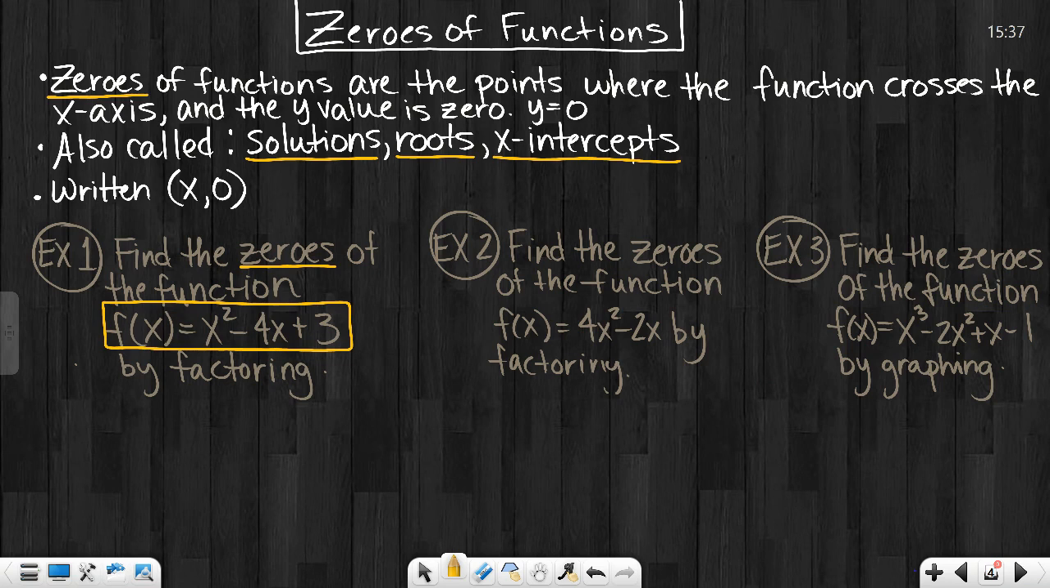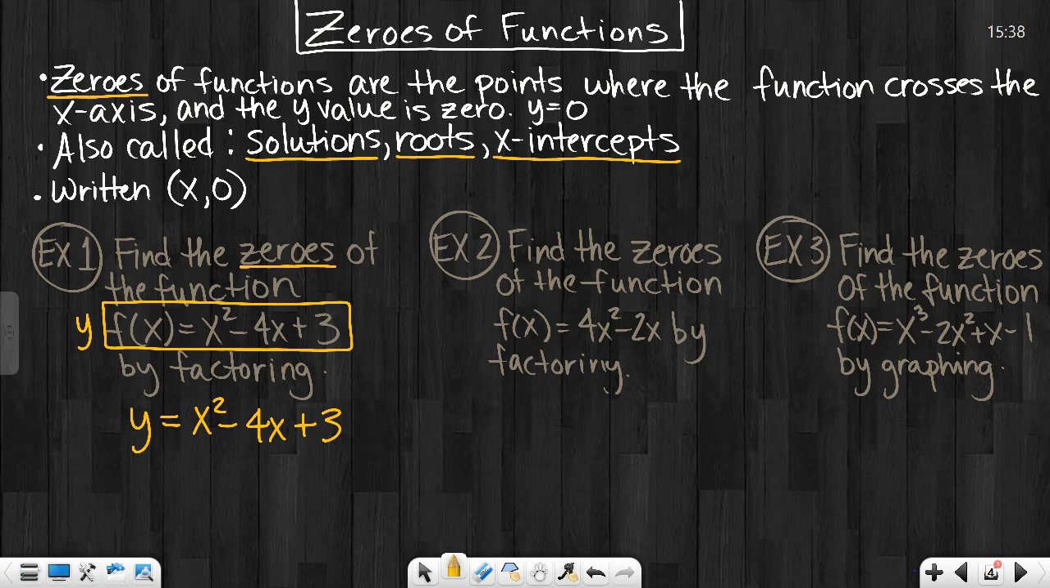So first of all, what's another representation we use for f of x? That basically just means y. So basically what I'm saying here is y equals x squared minus 4x plus 3. I think we all tend to get a little confused when we see f of x because we think it looks very complex.